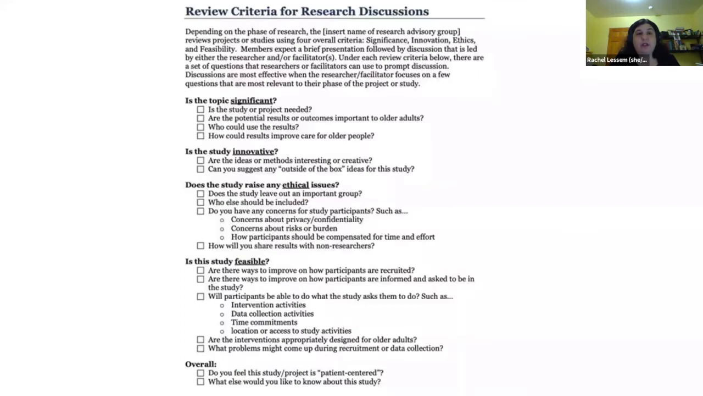We also send researchers the review criteria. This has been useful in the training, as both Rebecca and Amy have mentioned, but it is also helpful to a researcher to try and formulate the question that is going to give them the feedback that they need. Is the topic significant? Is the study innovative? Are there any ethical issues? Is it feasible in the setting that you're proposing? And overall, do you think it's patient-centered?